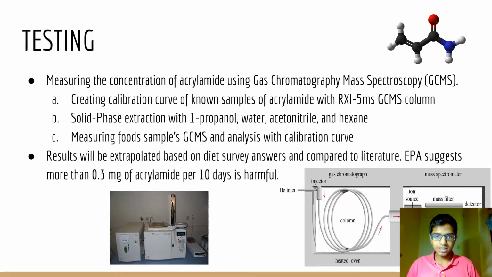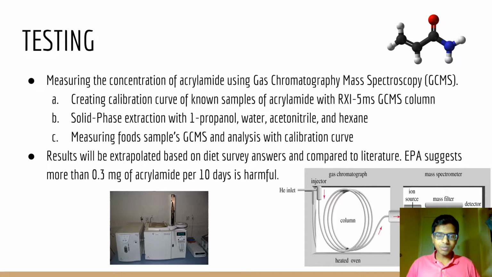So by creating the calibration curve of known acrylamide, we can compare that with the samples and determine the concentration of acrylamide. And to determine the concentration of acrylamide in the samples of the food all around NSU's campus, we first began by using solid phase extraction with 1-propanol, water, acetylcholine, and hexane. And this allowed us to get the finest sample of acrylamide from a food sample. So to begin with, bread or any food product was subjected to 1-propanol. This caused acrylamide to dissolve from the bread into the solution, and through centrifugation and the other chemicals, we were able to get the pure sample of acrylamide.